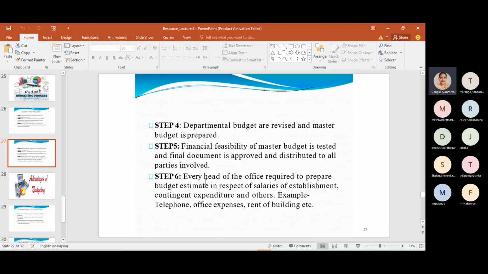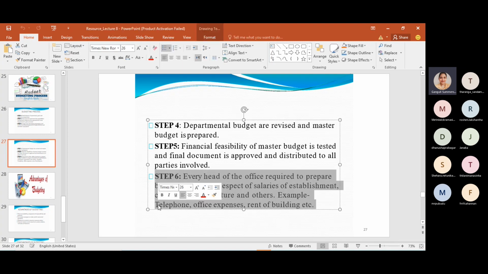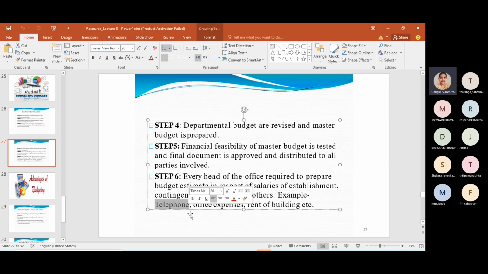Okay, because every department should prepare their own departmental budgets, because these expenses are different from one department to another department. If you take telephone, for example, as I mentioned earlier, telephone expenses can be higher in the HR department compared to other departments, because HR is the department which contacts people, right? Which keeps calling people. So the telephone bills can be considerably higher in the HR department compared to other departments. Okay, so every head of the department should prepare a budget for their own department.